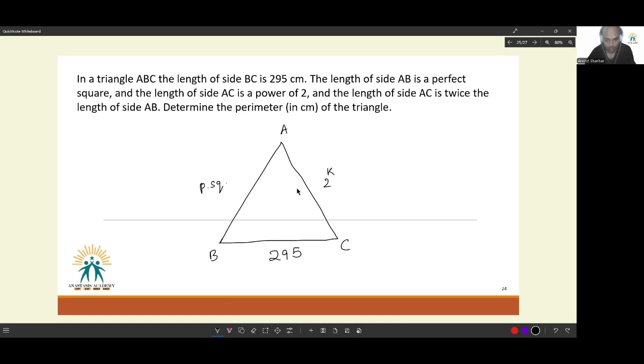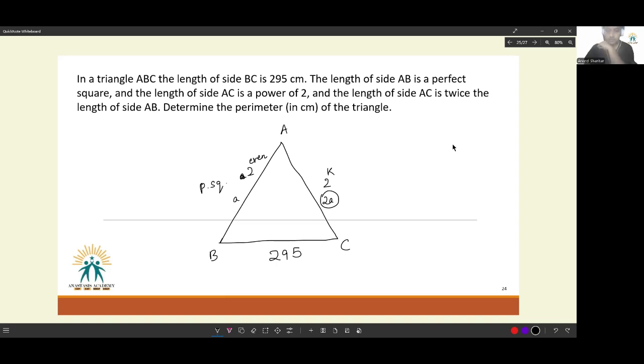Okay. So if this is A, this is 2A. And this is also a power of 2. So can I say this is also a power of 2 raised to an even number? Only then will it be a perfect square.